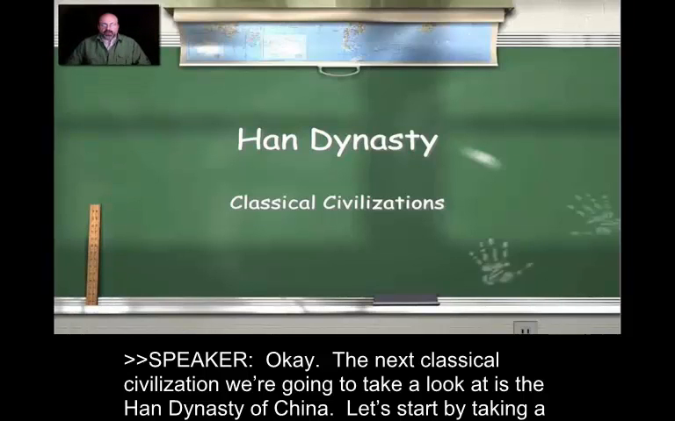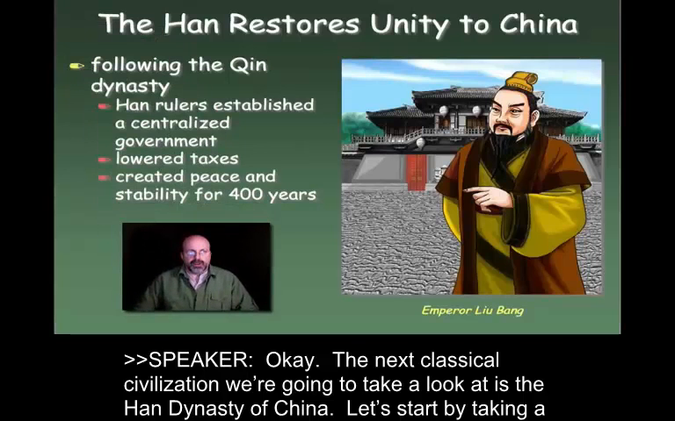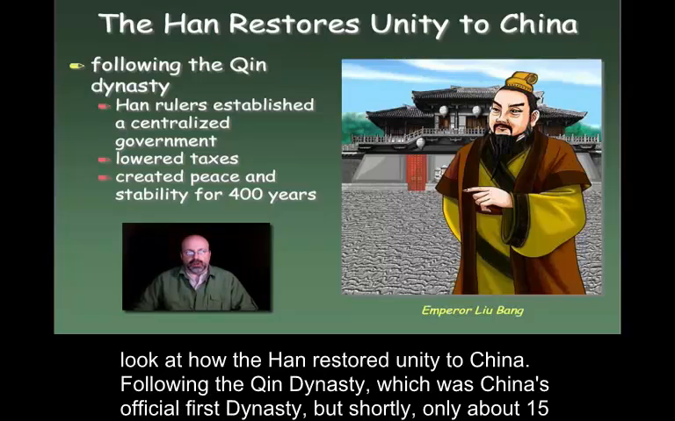Okay, the next classical civilization we're going to take a look at is the Han Dynasty of China. Let's start by taking a look at how the Han restored unity to China.